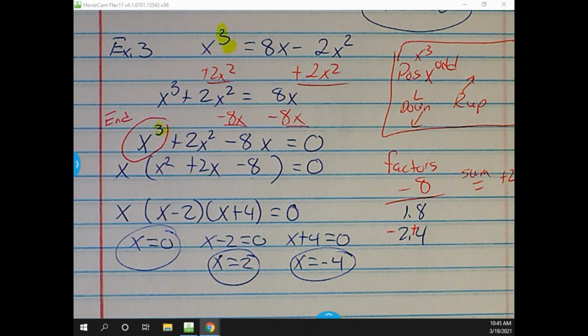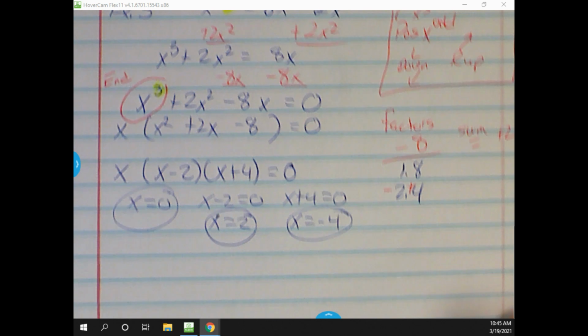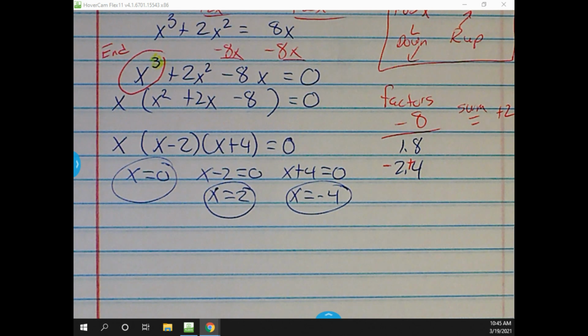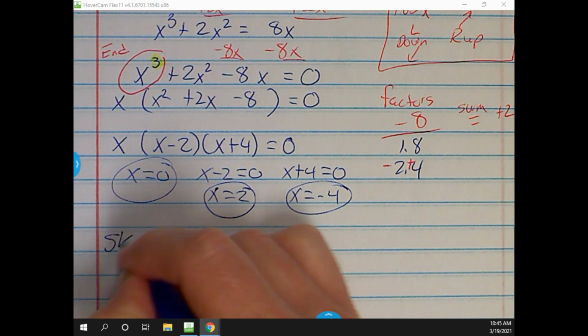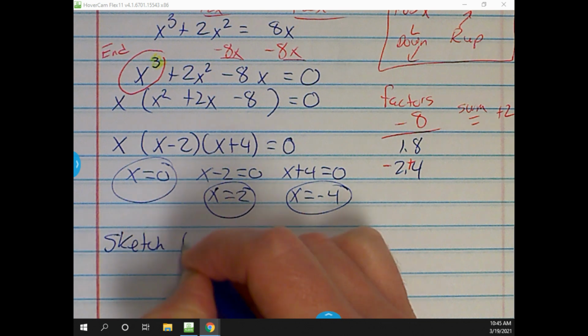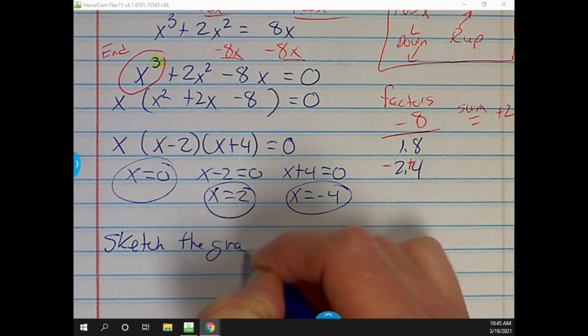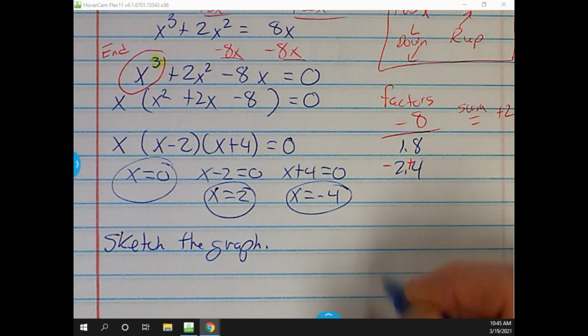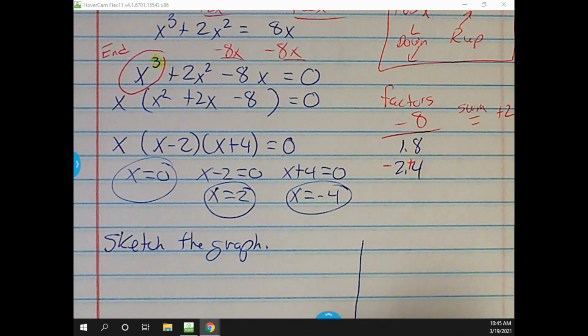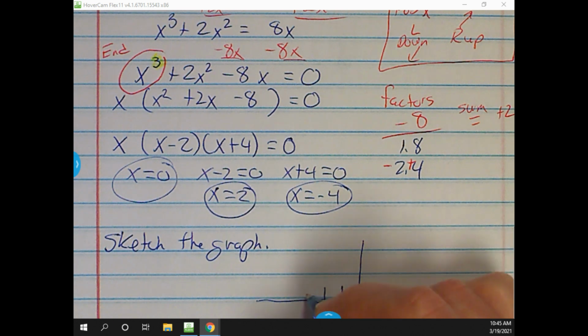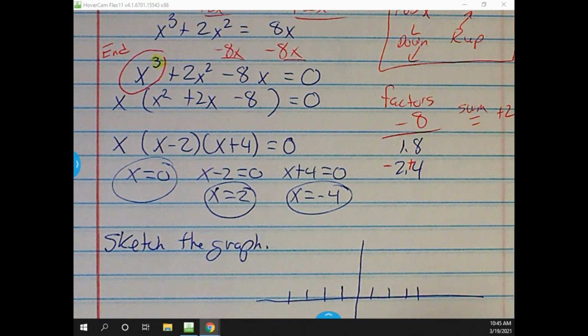And then here's what we're going to do, just a quick sketch on this. We're not going to get a super detailed graph. We just want to do a sketch of the graph. Basically, you can go 4 in both directions and a couple of spaces up and down. You should be fine.